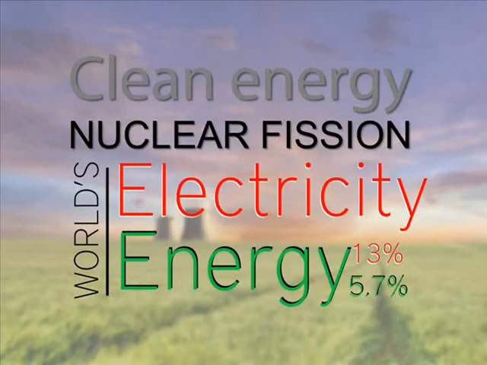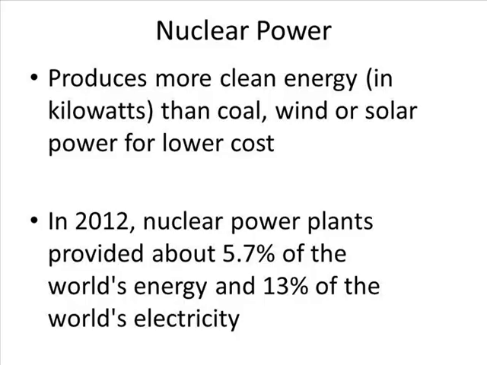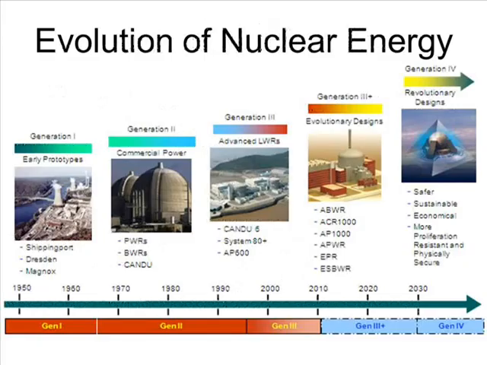Nuclear power is an alternative power source that uses the nuclear fission of radioactive substance, usually uranium, to create heat and thereby through a heat transfer mechanism and turbines, create electricity. Nuclear power produces more clean energy in kilowatts than coal, wind or solar power for fewer cents. In year 2012, nuclear power plants provided about 5.7% of the world's energy and 13% of the world's electricity.